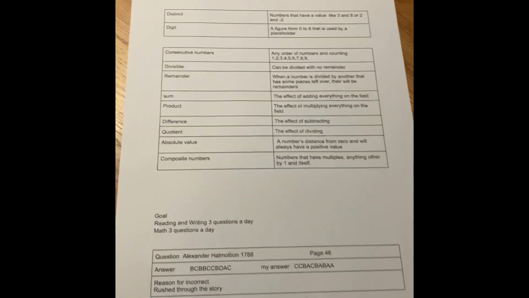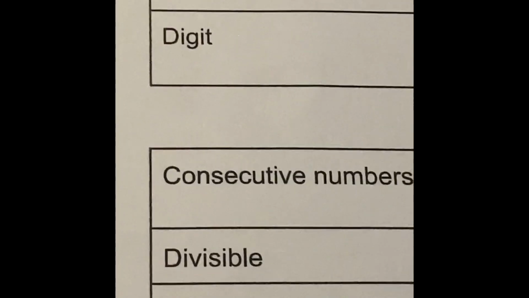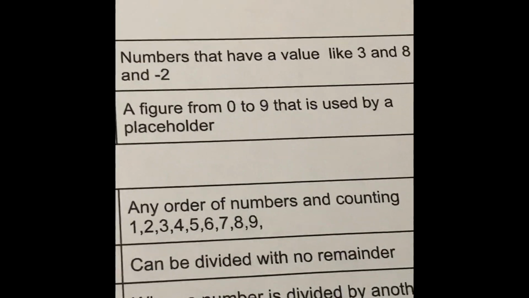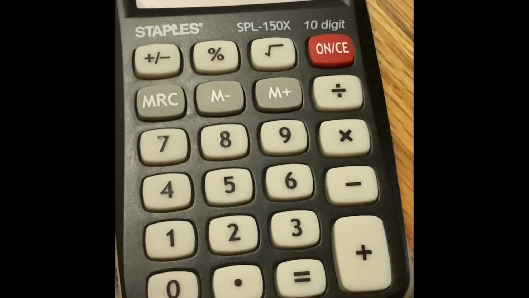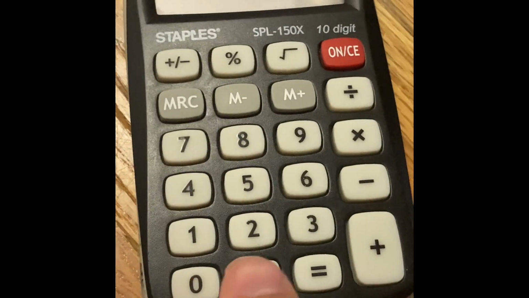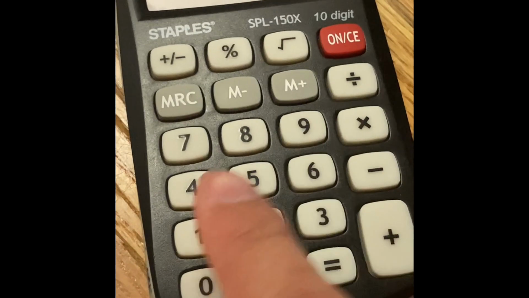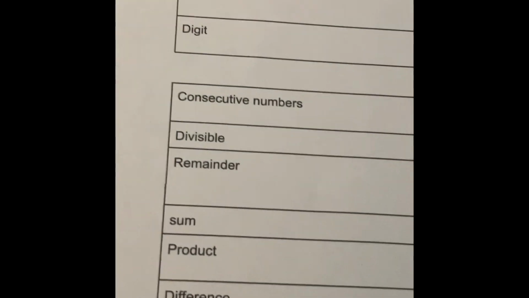Digit: a figure from 0 to 9 that is used as a placeholder. We can use that on a calculator. It has 1, 2, 3, 4, 5, 6, 7, 8, 9. Those are the digits. Once you reach 10, you must use the 1 and the 0. So that's kind of easy to understand.